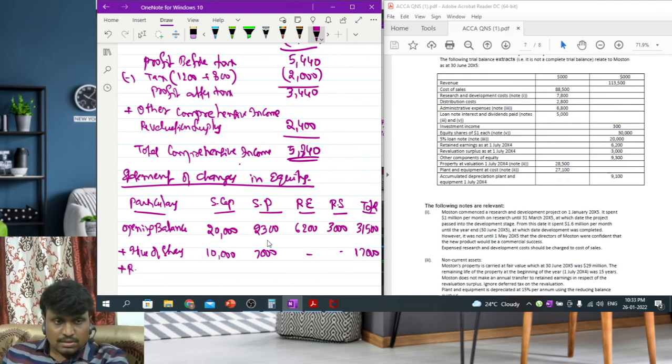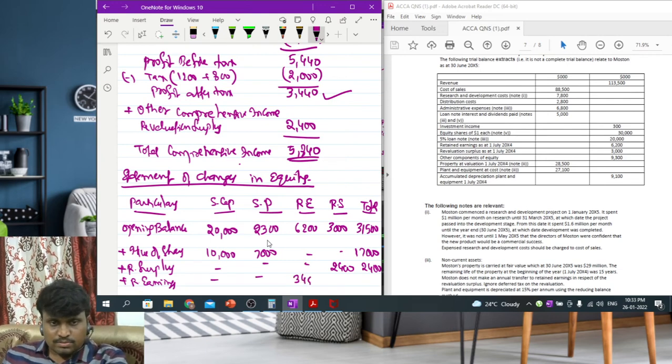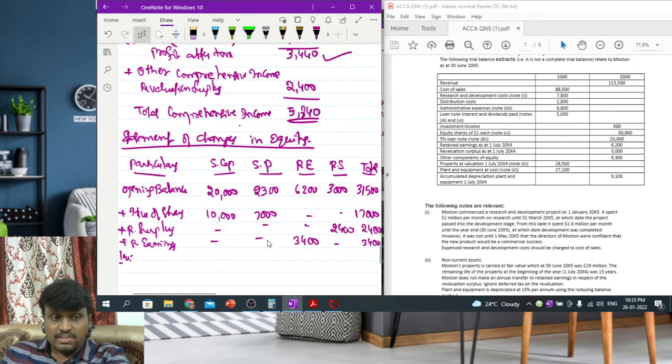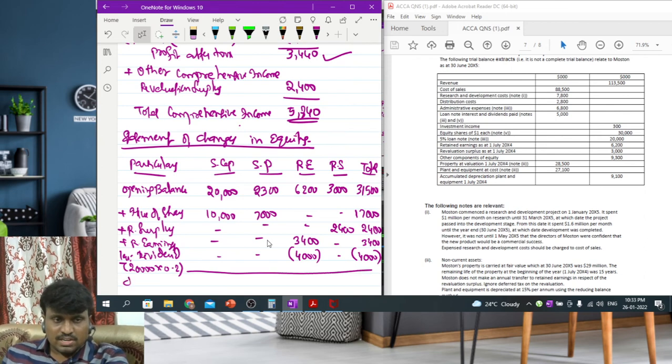Next, revaluation surplus. During the year, how much amount is created? 2,400. Plus retained earnings. What is the retained earnings? We transfer only profit after tax, nothing but 3,400. Less, we need to pay what? Dividend. So dividend is how much? We only consider the opening balance. So 20,000 into 0.2. Then closing balance.